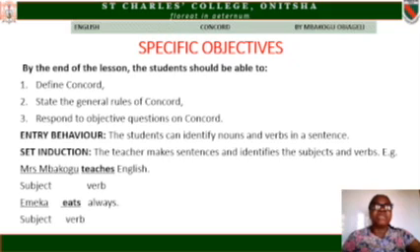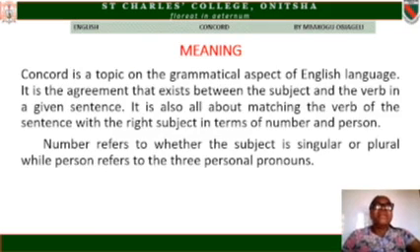Now, it is expected that as students, to be able to do these things, you can identify nouns and verbs in a sentence. For instance, Mrs. Mbakogu teaches English. In this sentence, we can see that the verb of the sentence is what? Teaches. While Mrs. Mbakogu is the one doing the action in the verb, otherwise known as the subject.